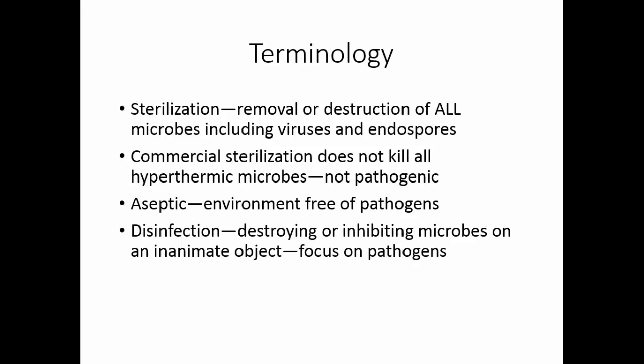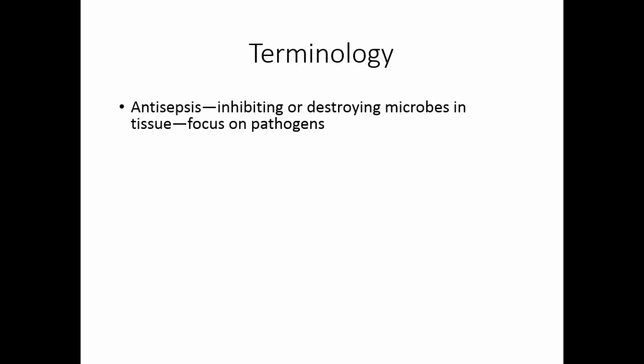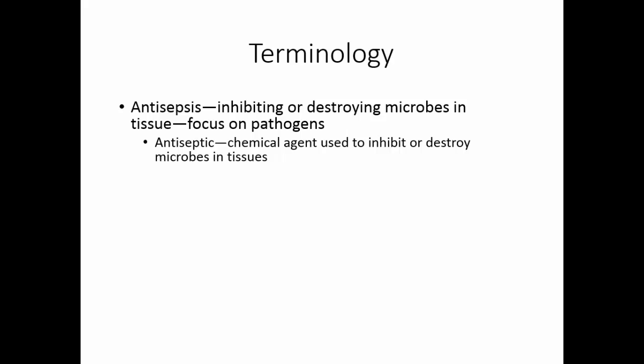When we destroy or inhibit microbes on an inanimate object, we are said to have disinfected it. The focus is always on pathogenic organisms. A disinfectant is a physical or chemical agent that's used on a surface to disinfect the surface. Antisepsis is the inhibiting or destroying of microbes in a tissue. Again, the focus is on pathogenic microorganisms. An antiseptic is a chemical agent that's used on tissues to inhibit or destroy microbes.